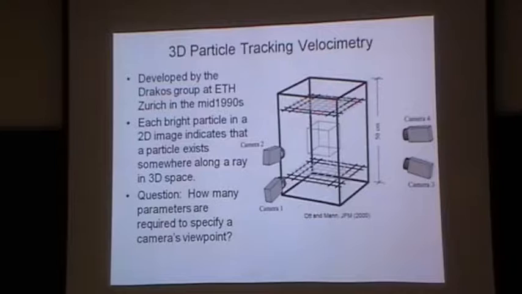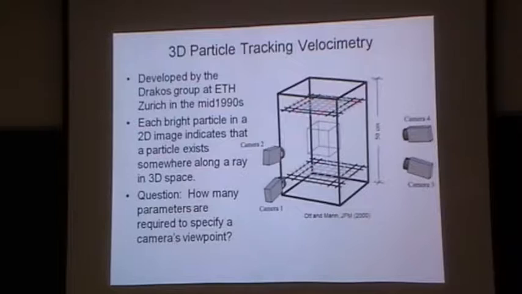So, the geometry making sense. On each of these cameras, we get a 2D image, a projection of the particles that are seen in this volume. And then we have those 2D images from each of four cameras, and we want to reconstruct what the particle positions are. And then from multiple frames, we can reconstruct velocities.